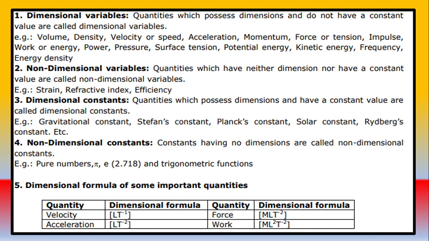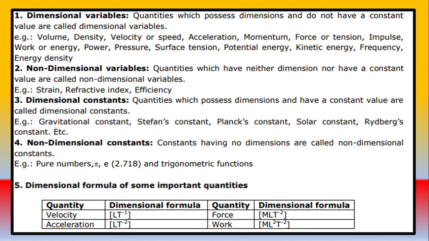Similarly, we have non-dimensional variables. Quantities which have neither dimension nor a constant value are called non-dimensional variables, like strain. Strain is nothing but the change in length to the original length, that is longitudinal strain. So it is meter upon meter only. There is no unit, so no dimension also. Like that we have non-dimensional variables.